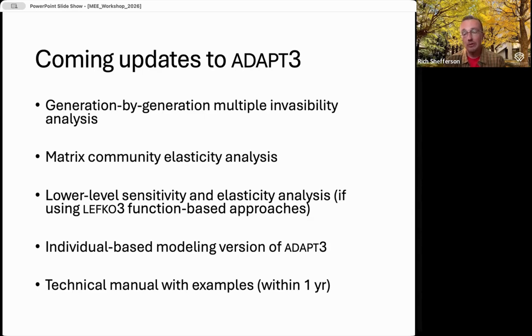But the other thing that I'm working on is a technical manual. If any of you have worked with LEFCO 3, you might know that there is a very, very large technical manual online. It's free, called LEFCO 3: A Gentle Introduction, and it runs through tons and tons of different scenarios that you might be interested in projecting. So I've started to develop a technical manual for ADAPT3, and once I get a bit more feedback on how people are using it, I'll be able to finalize that. I expect probably another year on that one.